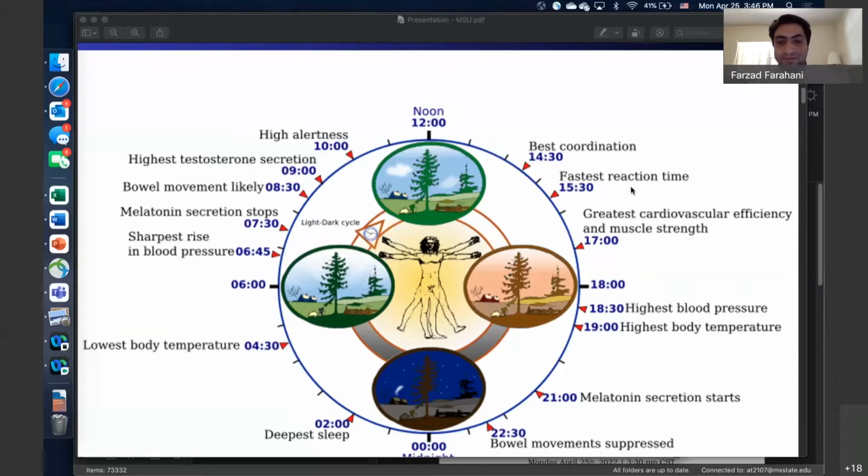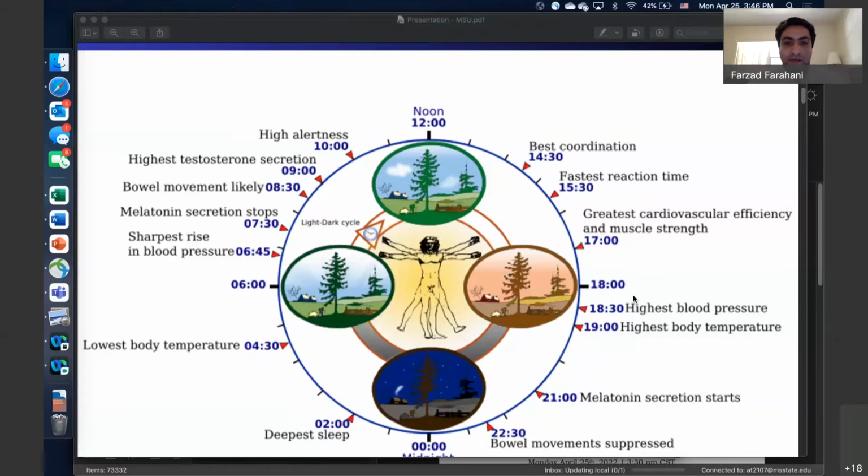And for example, at 5 p.m. we have the best coordination of muscular activity. So many scientists and researchers believe that it's the best time for doing exercise that needs more muscular activity. And then going on, for example at 9 p.m., or 21:00, the melatonin secretion starts, and this is the hormone that makes us feel drowsy and sleepy.